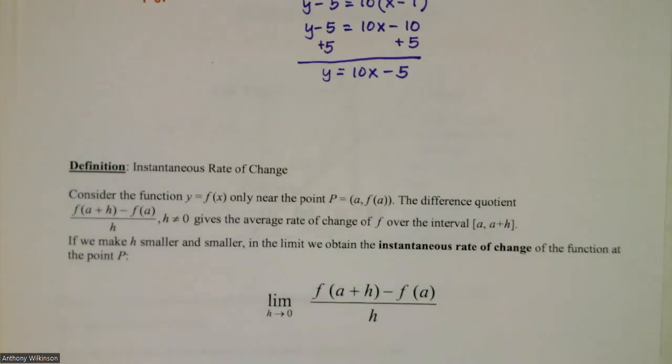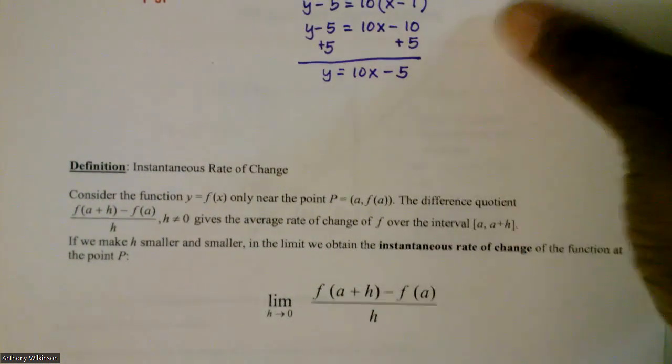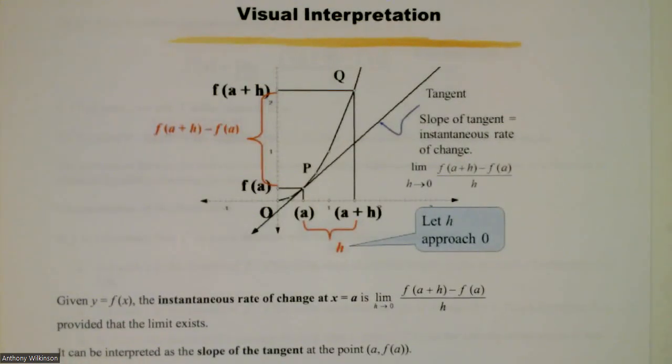So in this case here, the limit as h approaches 0 of f of a plus h minus f of a divided by h. Okay. So here, that last example that I did, this is where I took the limit. So here we were doing the instantaneous rate of change here. All right, so now the next page is a visual interpretation of instantaneous rate of change.